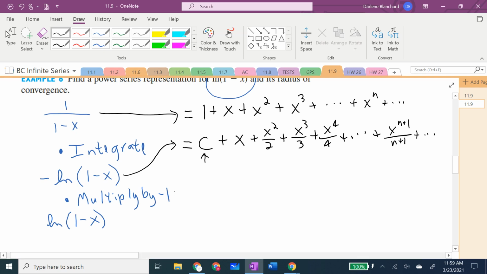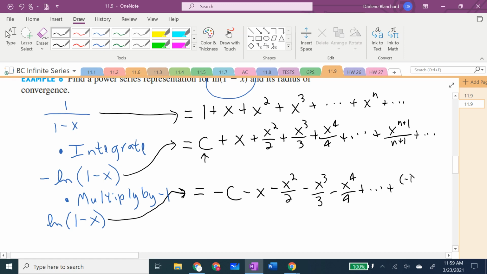And then I'm going to multiply that by -1 to get, and I'm going to write just flat out -1 times x to the n plus 1 over n plus 1 for the formula.